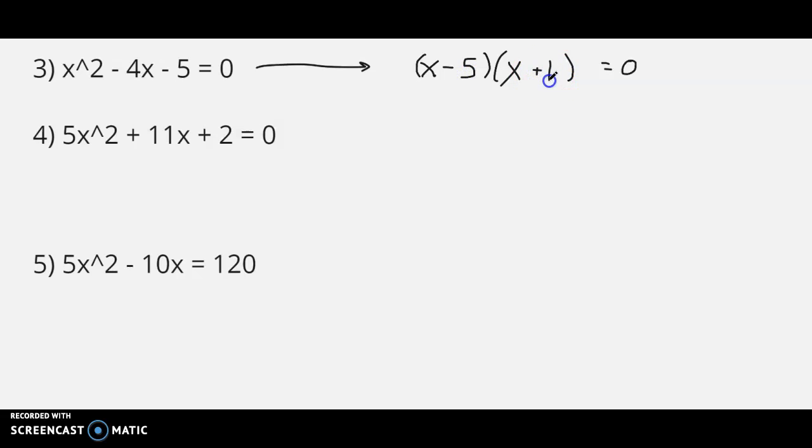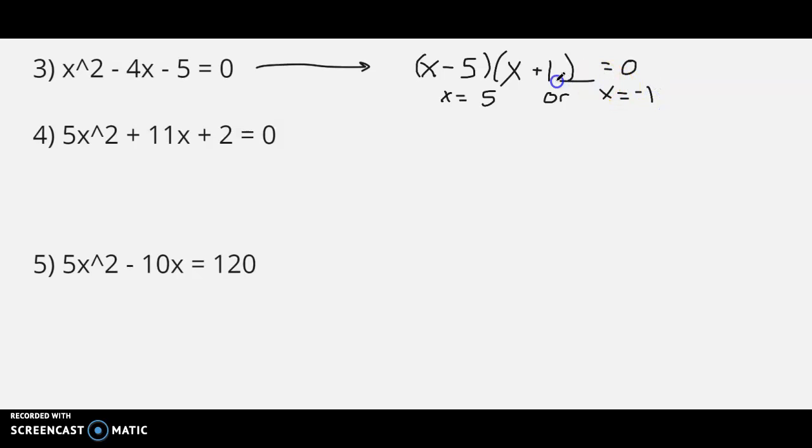Again, you can check to make sure they're right. Multiply those two numbers to get negative 5. Add the two numbers to get negative 4. Solving those each for x, in this case, x would be 5. The other answer, x would have to be negative 1.